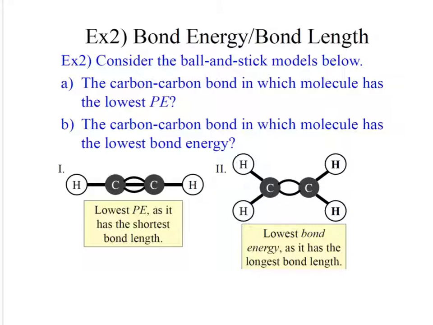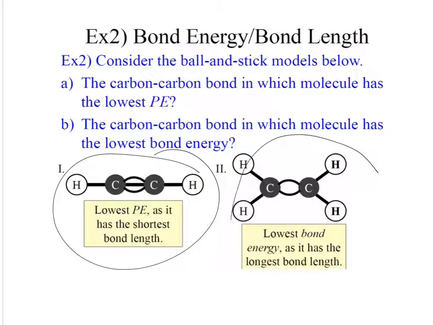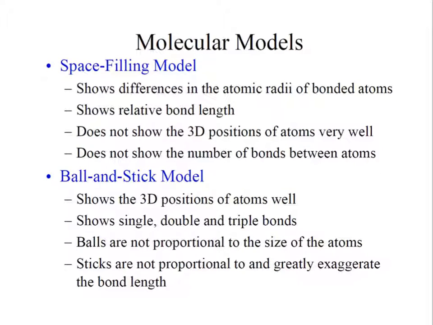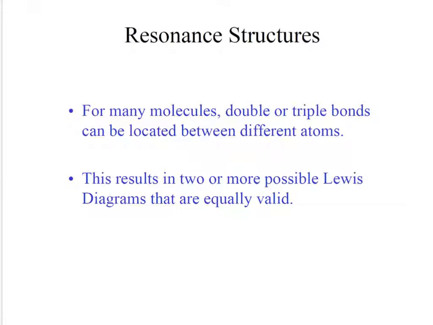So for the carbon-carbon bond, which molecule has the lowest potential energy? It would be the triple bond here. It has the shortest bond length, and the highest bond energy. This one would have the lowest bond energy because it has the longest bond length. Here's a summary of both molecules, molecular models, and then resonance structures.